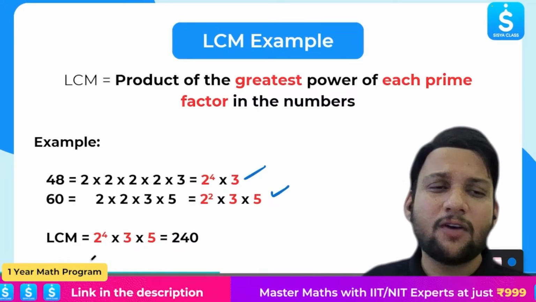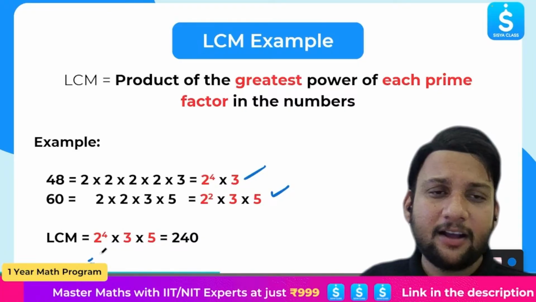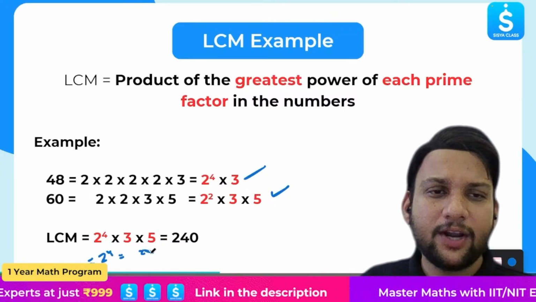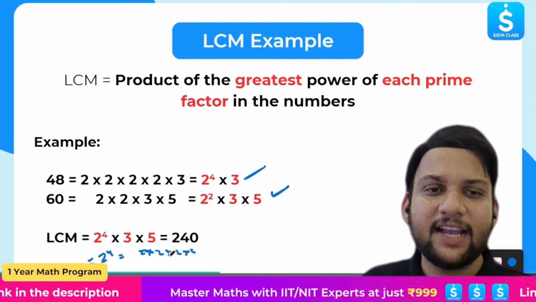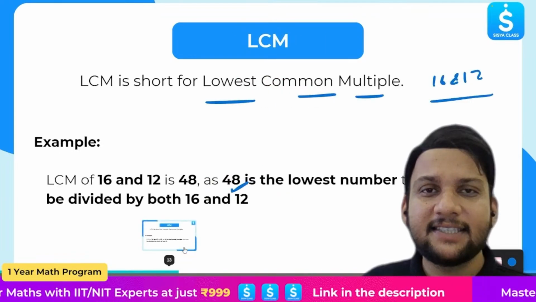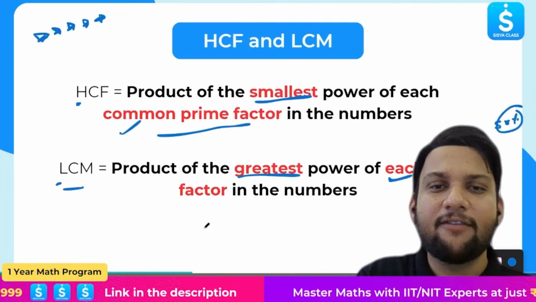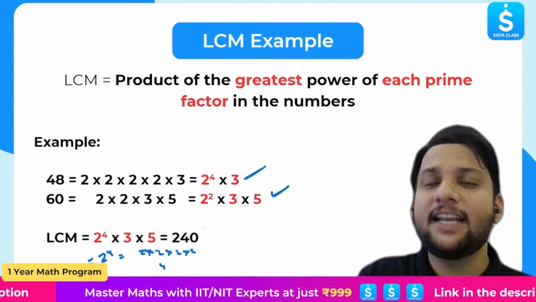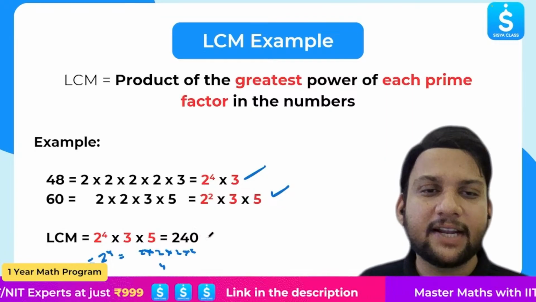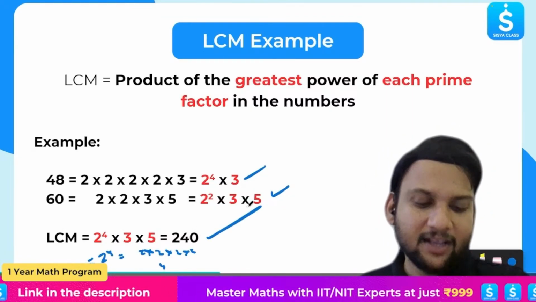Now 2 raised to power 4 is what? 2 raised to power 4 is nothing but 2 into 2 into 2 into 2. You can easily find that 4 times 4, that is 16, and then I will multiply 16 with 3 multiplied by 5. I will get the LCM as 240.